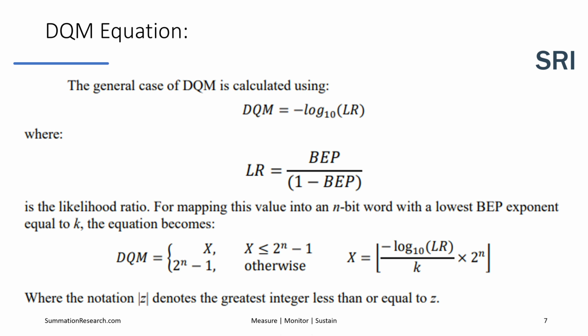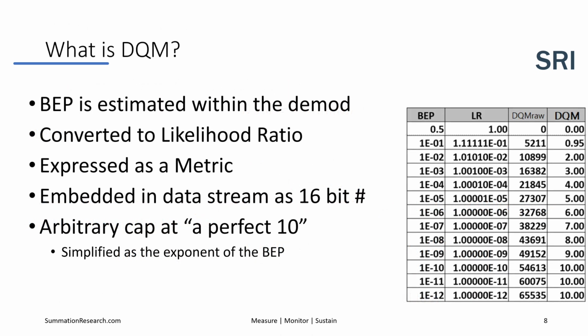In summary, the DQM equation provides a standardized and reliable metric for assessing data quality in telemetry systems. By calculating the DQM using the likelihood ratio, telemetry receivers can generate a precise measurement of data quality. Let's look how to read this data in the next. As we continue learning what is DQM, let's understand how to read it.